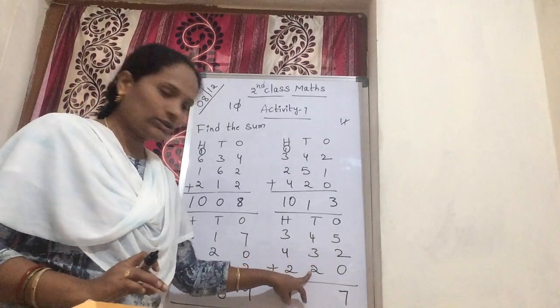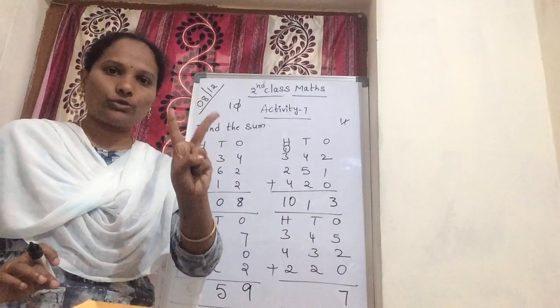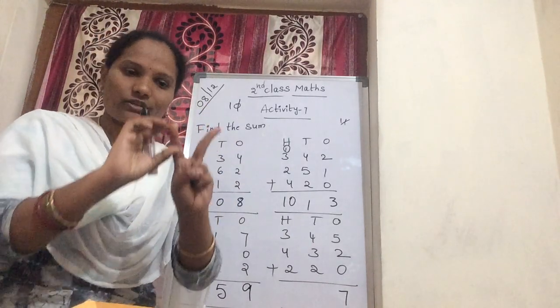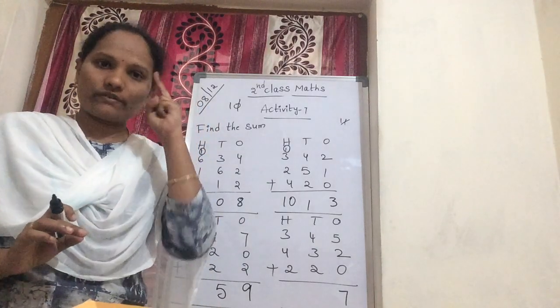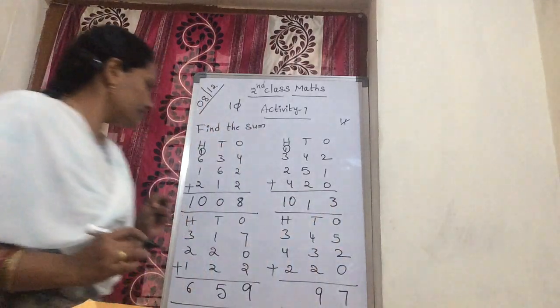Again, 7 to add 2. Now 7 is kept in your mind. 7 after 2. 7 after what comes, Amma? 7 after 8, 9. So 7 plus 2 is 9. That is put in our tens.